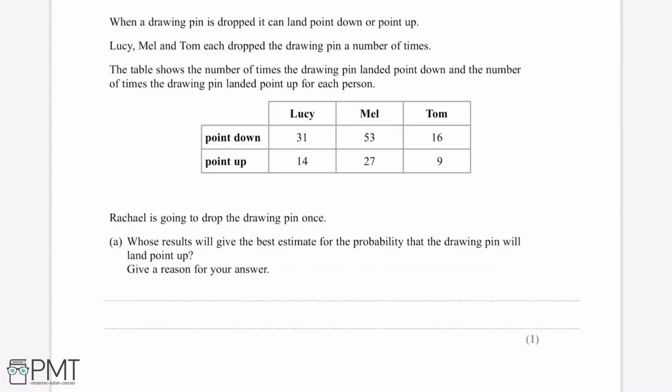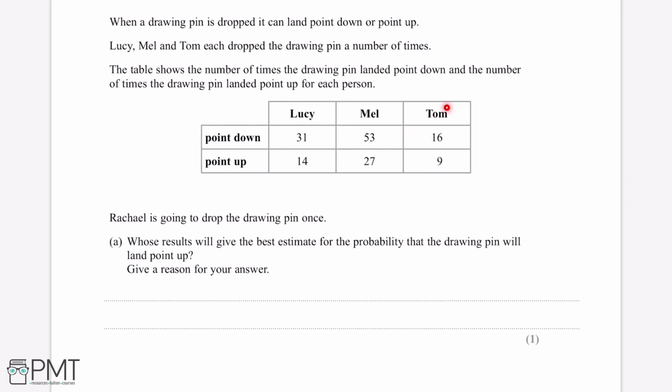When a drawing pin is dropped, it can land point down or point up. Lucy, Mel and Tom each drop the drawing pin a number of times. The table shows the number of times the drawing pin landed point down and the number of times the drawing pin landed point up for each person. Rachel is going to drop the drawing pin once. Whose results will give the best estimate for the probability that the drawing pin will land point up? Give a reason for your answer.